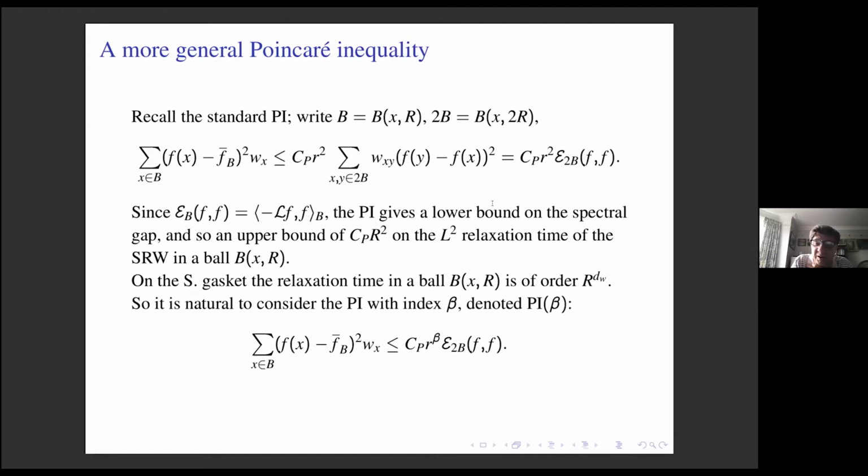Now the Poincaré inequality gives a lower bound on the spectral gap, and so an upper bound on the relaxation time of the random walk in a ball B(x,R). On a Sierpinski gasket, it's fairly easy to deduce from the transition density bounds that the relaxation time in a ball B(x,R) is of order R to the d_w, where d_w is log 5 over log 2 and is therefore bigger than 2. And so it's natural to consider the Poincaré inequality with an index beta, which we'll denote by PI(beta), which is the same inequality, but with the R squared now replaced by R to the beta.